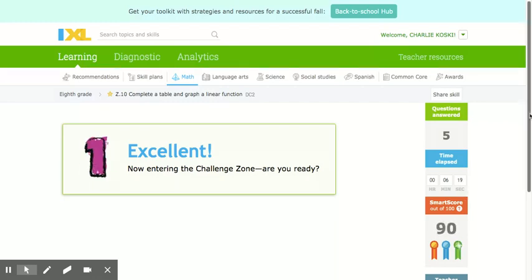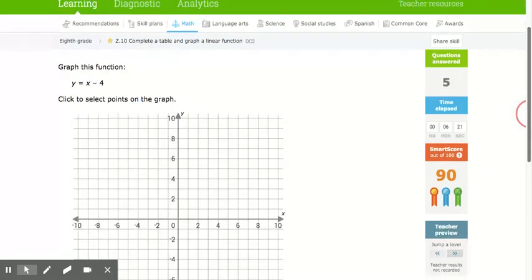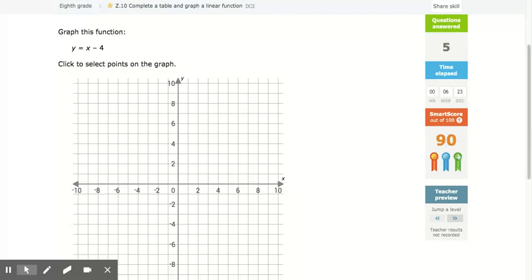Now lastly, when you get to the challenge ones, they actually don't give you any numbers. You have to sort of make up your own. So if I say x is 4, I go, okay, then 4 minus 4 is 0. Then if I say x is 5, so I would go 5 minus 4 is 1.